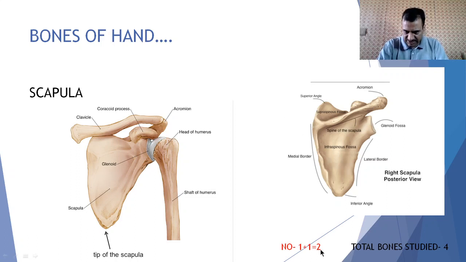And here you can see that till now in this lecture we have studied four bones, two clavicle, two scapula. Where is it situated? Location. It is situated in the back of our shoulders.